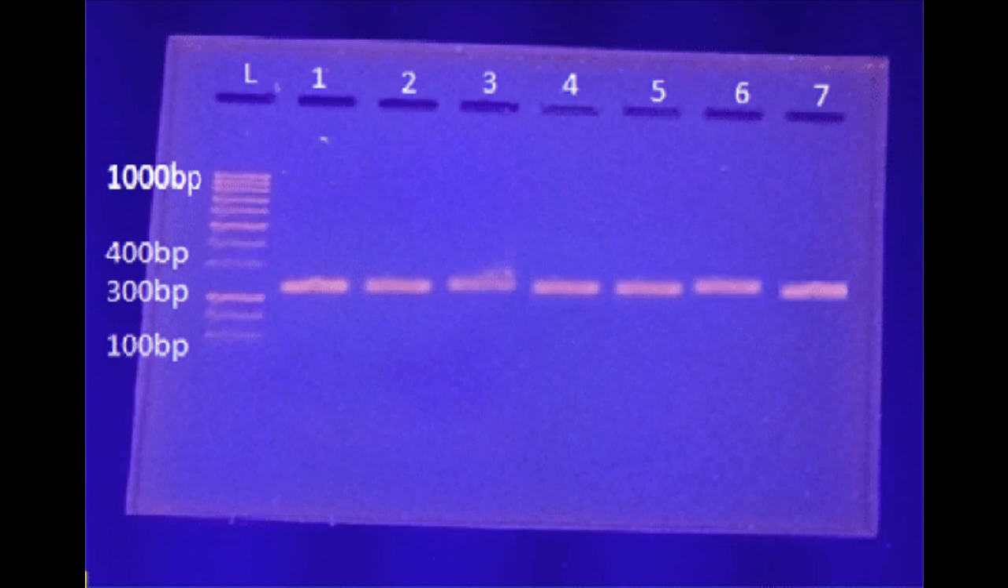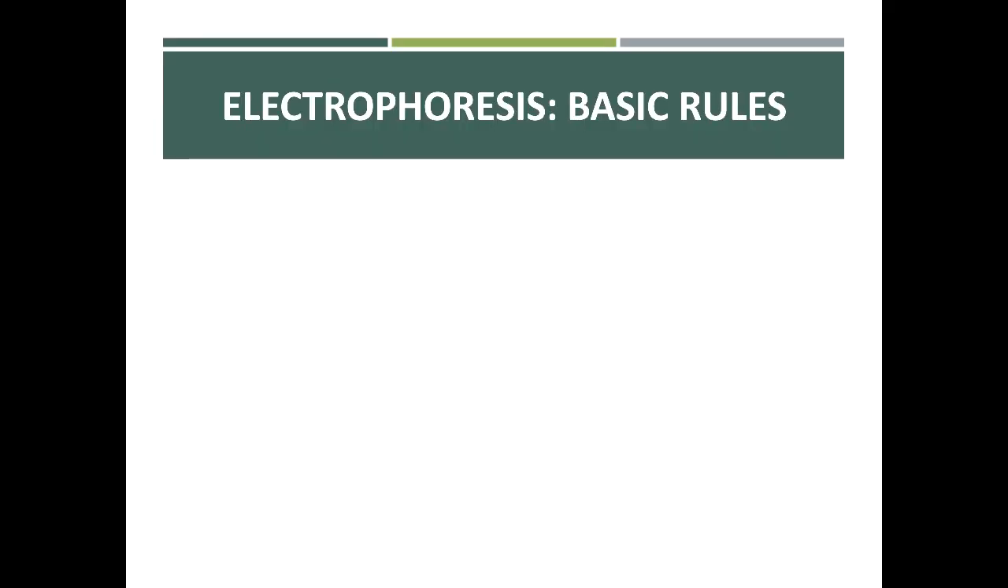This kind of gel, however, does not tell us the exact number of base pairs. We would need to use a different kind of test for that. We would never be able to say that this band is 338 base pairs, for instance. We would just have to estimate it at around 320 base pairs. So, just a few basic rules of gel electrophoresis.